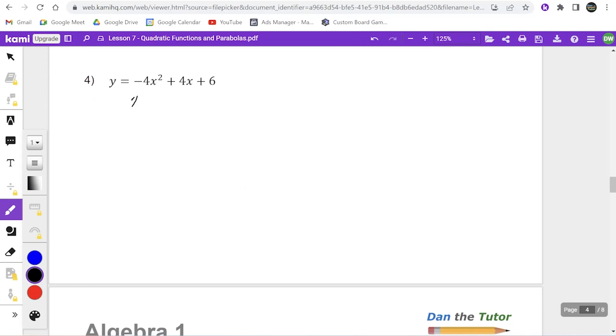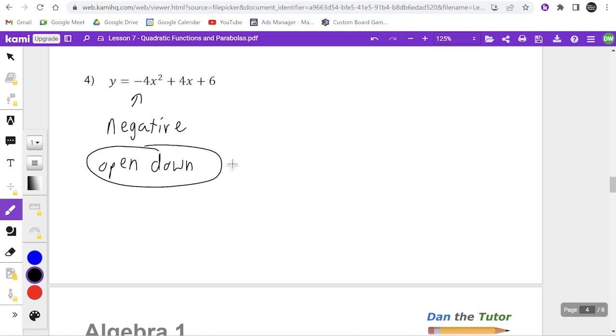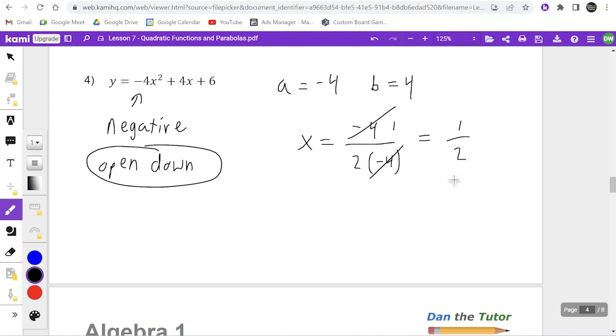So first, once again, we see that it's negative right there. That means the parabola is going to open down. It's going to look like a frowny face. Next, I say A equals negative 4 and B equals positive 4. So when I say x equals negative b over 2a, it's going to be negative 4 over 2 times negative 4. At this point, you can just say the negative 4's cancel, and you're left with a 1 in the numerator. So your answer is 1/2.